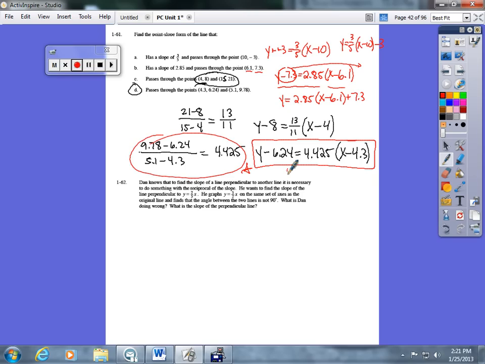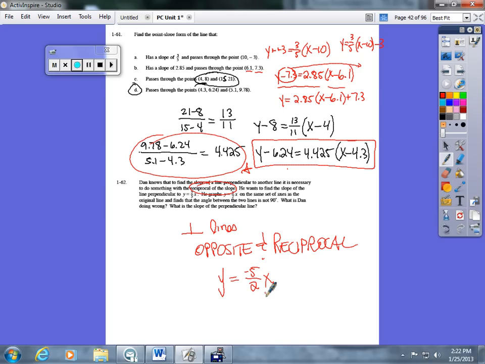Dan knows that to find the slope of a line perpendicular to another line, it's necessary to do something with the reciprocal of that slope. He wants to find the slope of the line perpendicular to y equals 2/5 x. He graphs 5/2 x on the same axis, but notices that they're not perpendicular. So he's forgetting one thing. Perpendicular lines: slope is opposite and reciprocal. So you have to flip the fraction and make it either positive or negative. In this case, Dan should have had y equals negative 5/2 x as the perpendicular line. Flip it and make it negative.